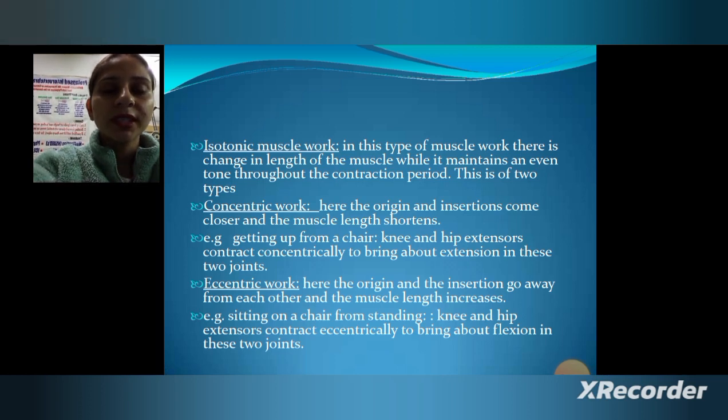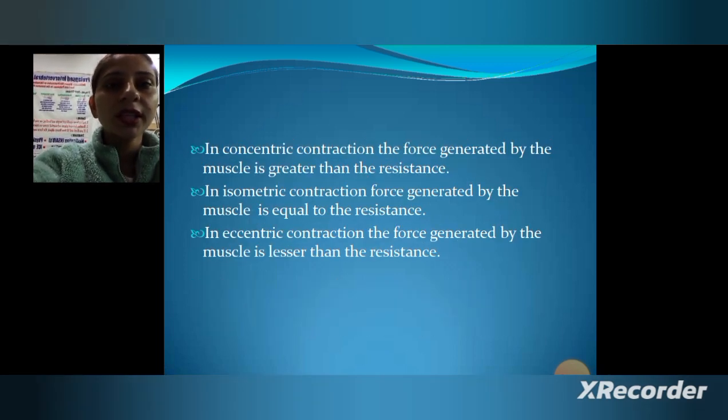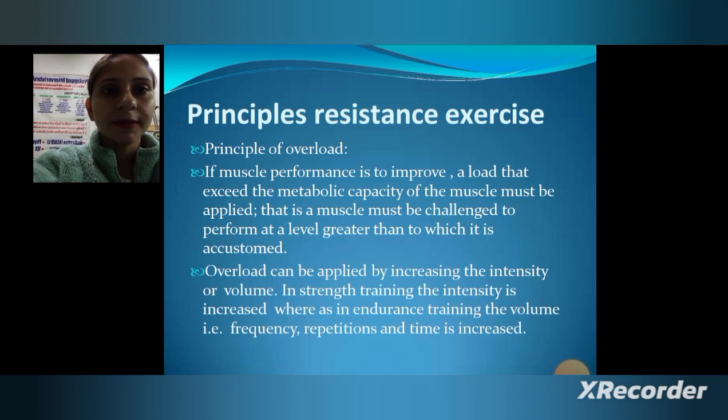Then eccentric work, here the origin and the insertion go away from each other and the muscle length increases. For example, sitting on a chair from standing, knee and hip extensors contract eccentrically to bring about flexion in these two joints. In concentric contraction, the force generated by the muscle is greater than the resistance. In isometric contraction, force generated by the muscle is equal to the resistance. In eccentric contraction, the force generated by the muscle is lesser than the resistance.